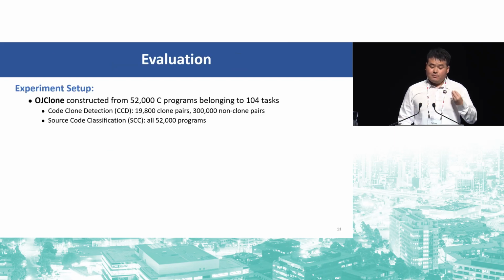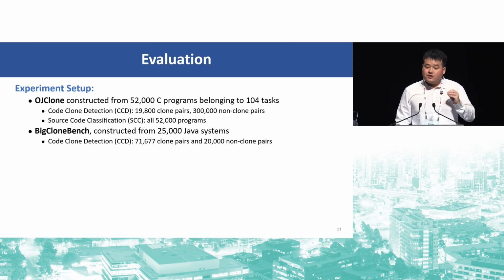To evaluate the performance of Taylor, we test it on 2 different datasets. First is OJClone. OJClone is constructed from 52 thousand C programs, and these programs belong to 104 tasks. We use it to do code clone detection and source code classification. Another dataset is BigCloneBench. This is a popular code clone benchmark, and it is constructed from 25,000 Java systems. We use it to do code clone detection.